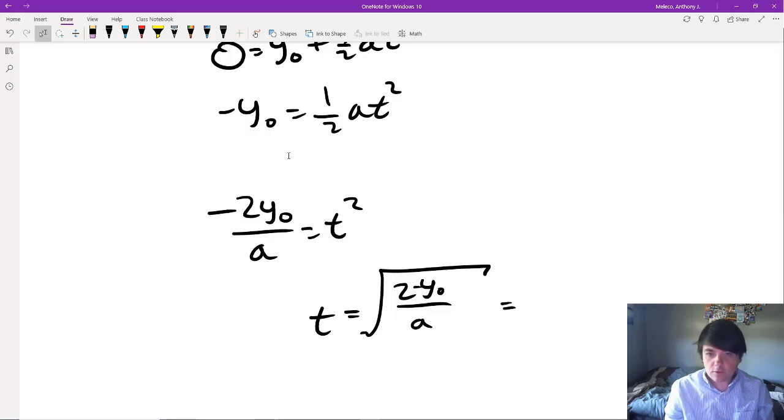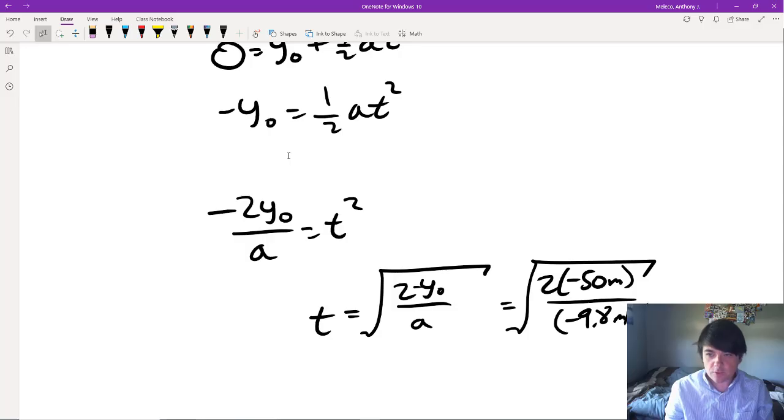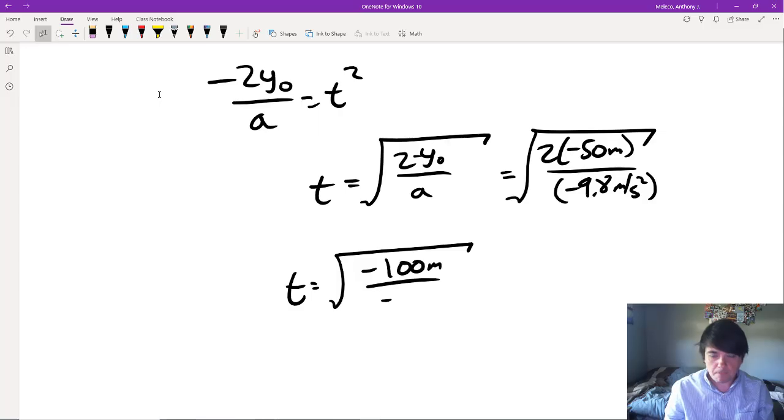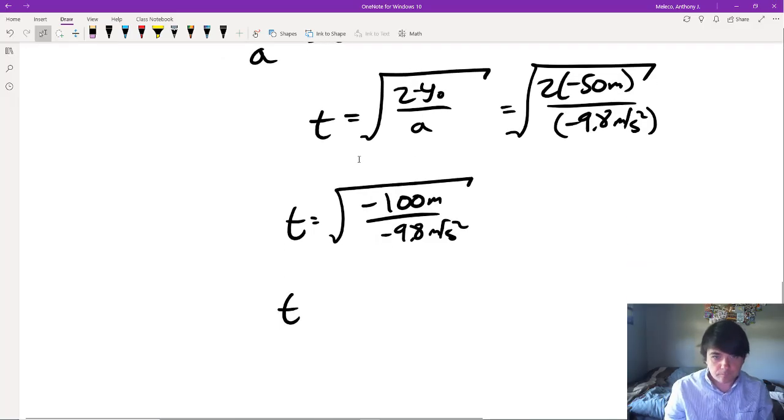Negative. So 2 times minus 50 meters over minus 9.8 meters per second squared. The meters will cancel, we'll get units of seconds. This is roughly going to be the square root of 10. What do I get for that? T equals plus or minus 3.19 seconds. We're going to take the plus.